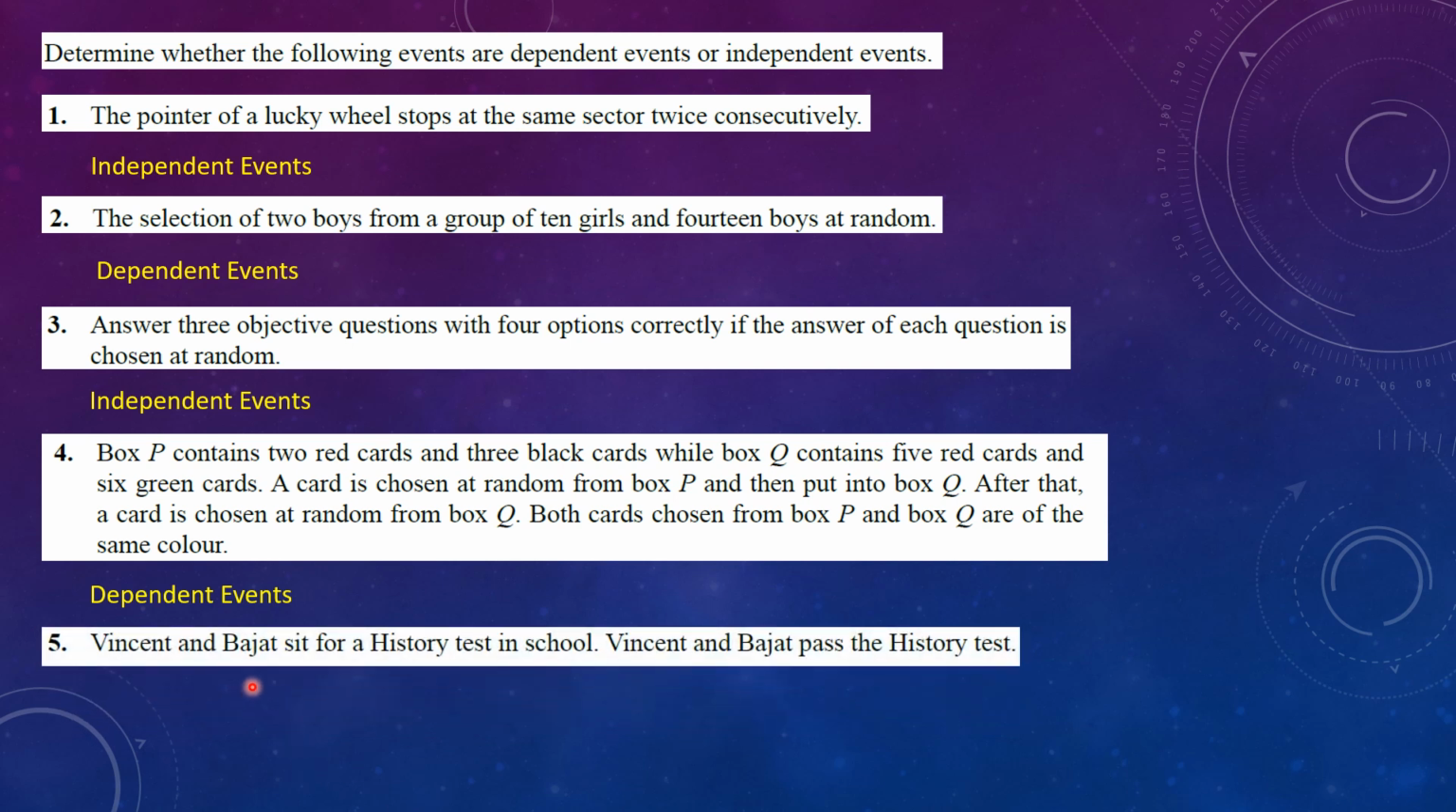Number 5, Vincent and Bajat sit for a history test in school. Vincent and Bajat passed the history test. So both passed the history test, and maybe both can fail or either one passes. So this one is independent events.